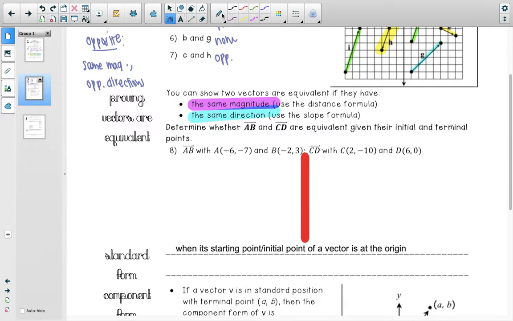All right. First thing we're going to do is figure out if the magnitude's the same. So that's the distance formula. And then we'll figure out if the direction is the same. There's no point of finding one of each and then moving to the next, because if it fails at the magnitude, then you can obviously say that they're not equivalent.